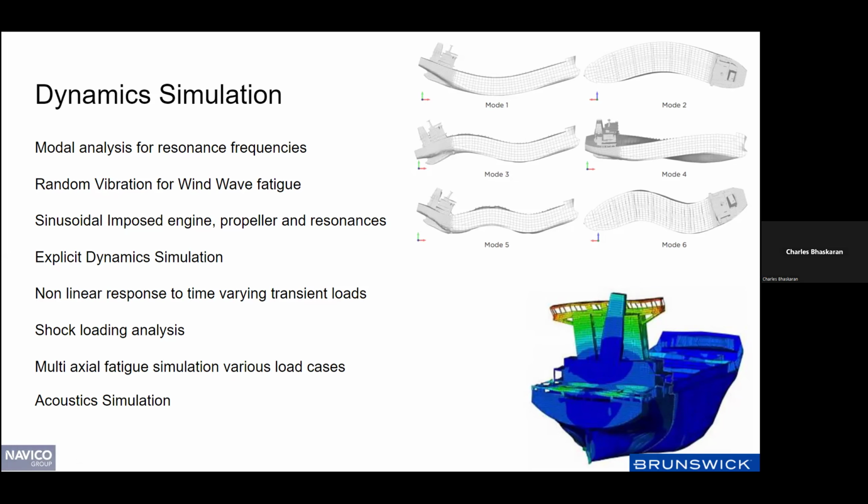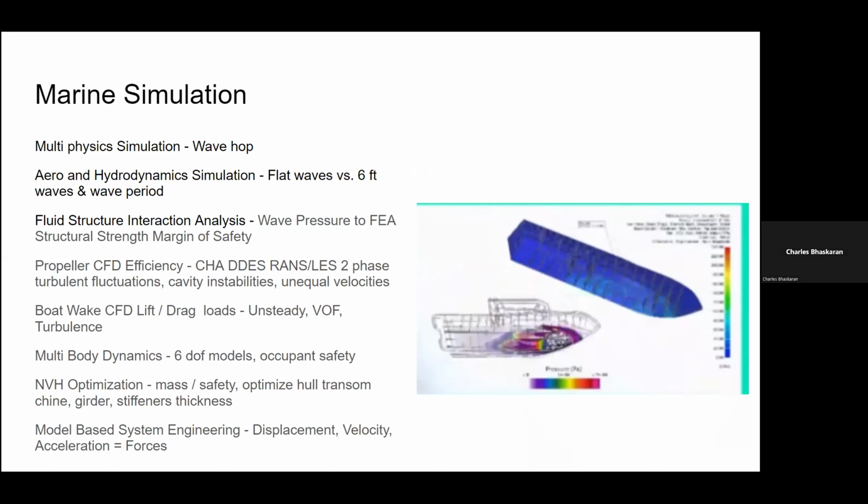Just to get a little bit more into it, multi-physics simulation is available today. We use it for wave hop, right? So what you're seeing in the right-hand side picture is a boat bouncing in the waves, and you can see the pressure on the hull, right? Underneath the blue that you're seeing, those are basically the stresses developed under the hull. So we can do a lot of those kinds of wave hop simulations, aero hydrodynamics, flat wave versus 6-foot waves, fluid structure interaction analysis. That's basically what you're seeing in the picture.